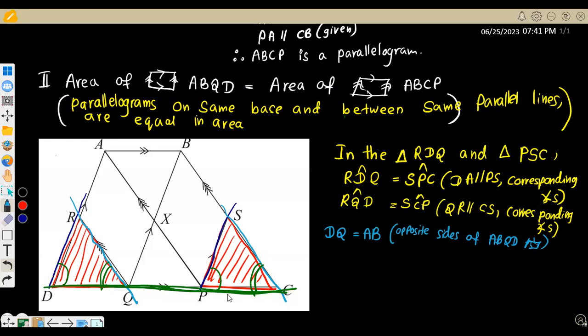And you can say that PC is equal to AB. The reason is the same: opposite sides, because we have shown that ABCP is a parallelogram. Then opposite sides of a parallelogram are equal.